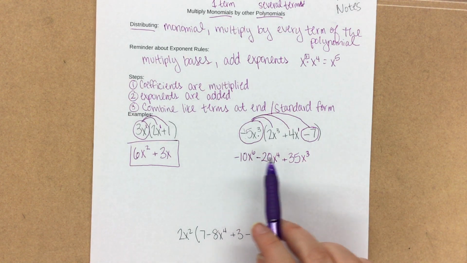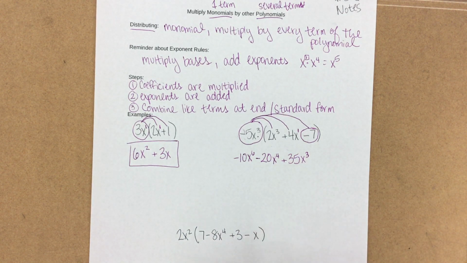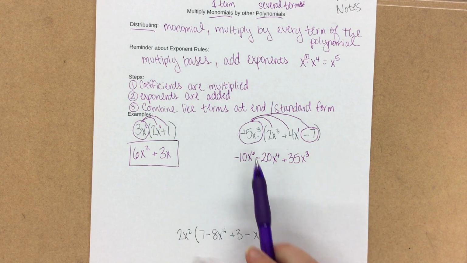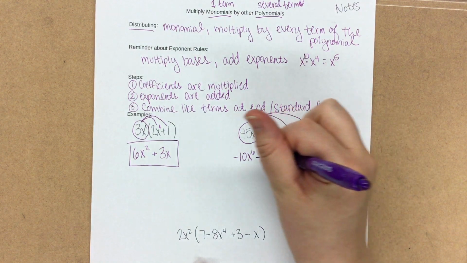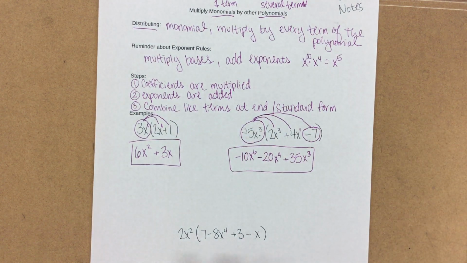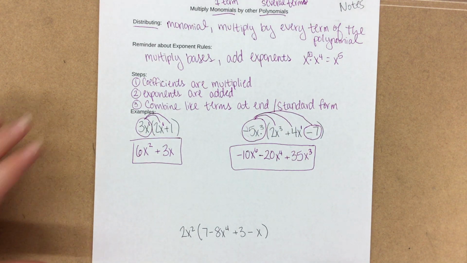I don't have any x's with the same exponent, so there are no like terms to combine, and it is in standard form. I go from a 6 to a 4 to a 3 for exponents, so that is the proper order. So that's going to be my final answer.